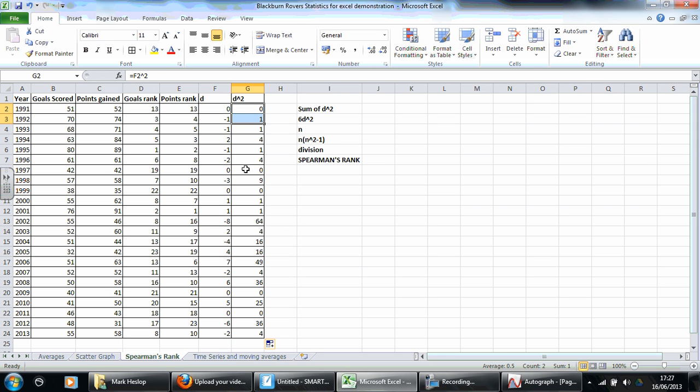And you can check they're the right numbers. Minus 2 squared is 4. 7 squared is 49, etc. So there we go. That was quite easy. Excel's got all that data for us.